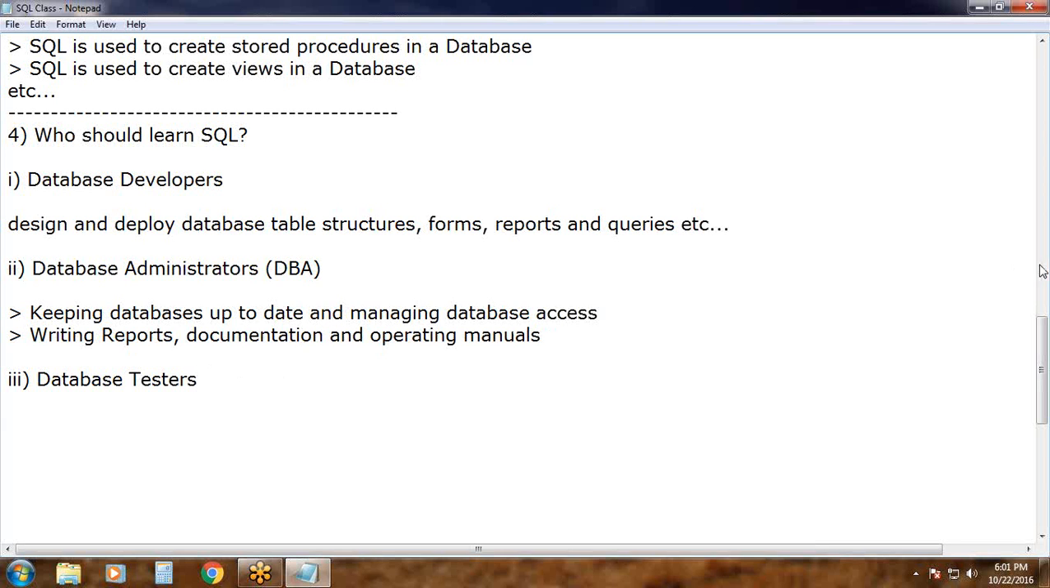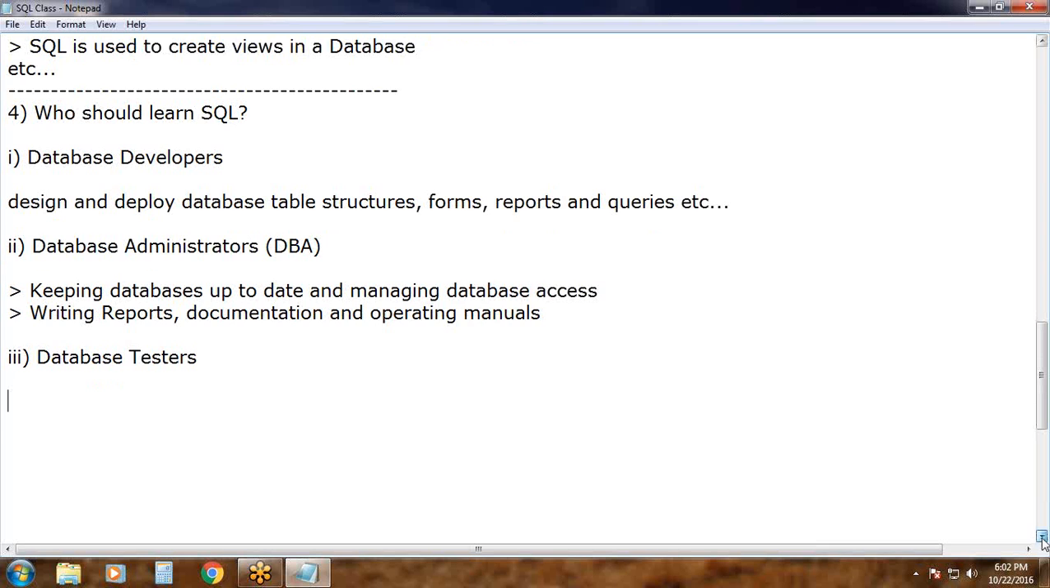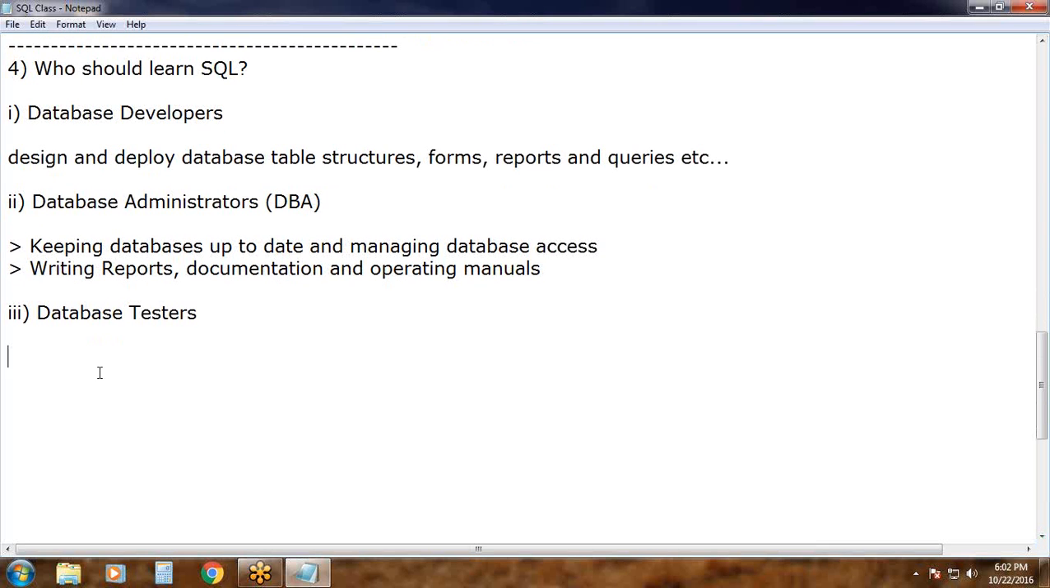Next, database testers, our area. Can you tell me, Vijaya, what is the role of database testers? Testing the database. Tell me some important operations. The data is correctly storing or not, correctly retrieving or not. Okay, yes, sir, good. Ravindra.